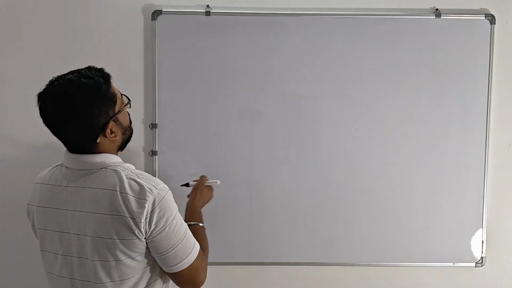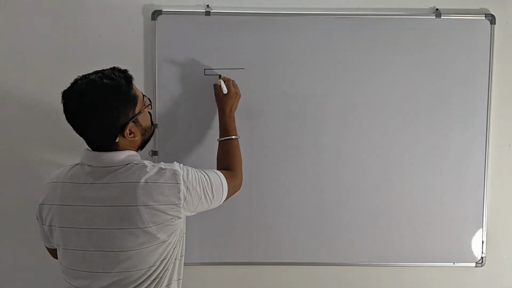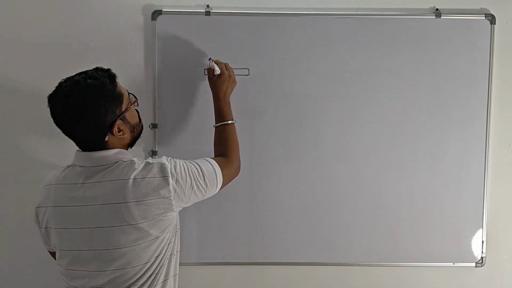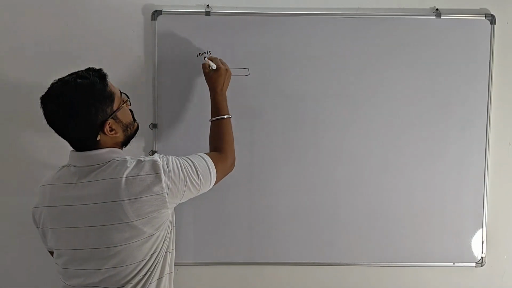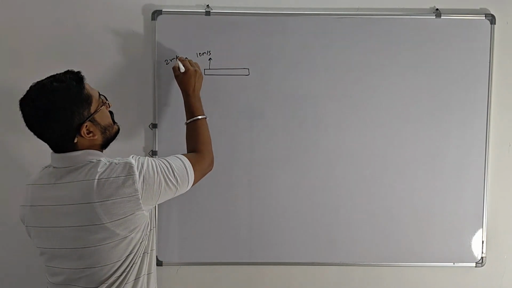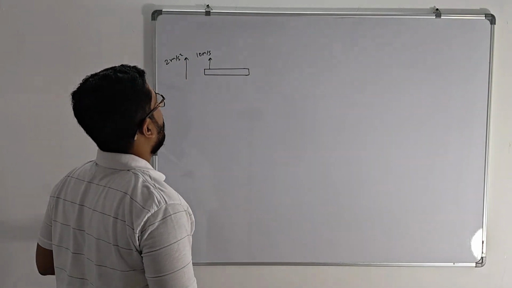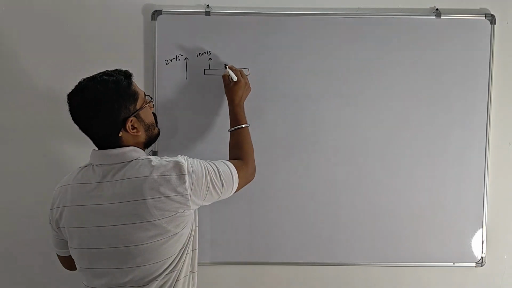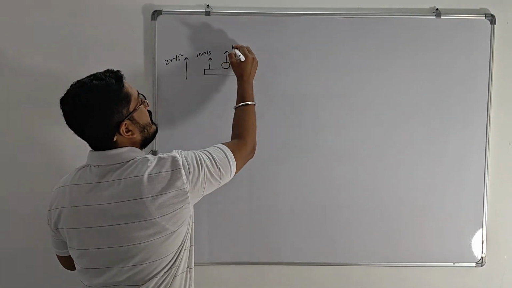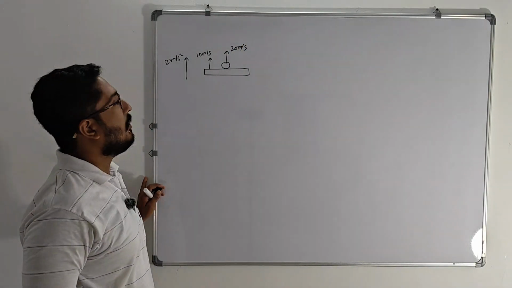The question says that you have a lift. Let us say this is our lift. It's moving upwards with a velocity of 10 meter per second, and it's moving up with an acceleration of 2 meter per second square, right? That's what is given in the question. And I'm going to throw a projectile, a ball or something, from here, with a speed of 20 meter per second. This is the speed given to that ball.